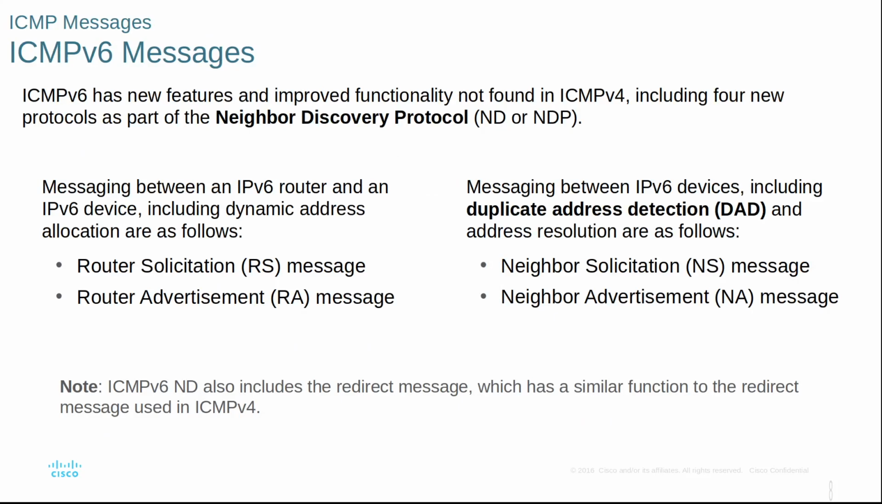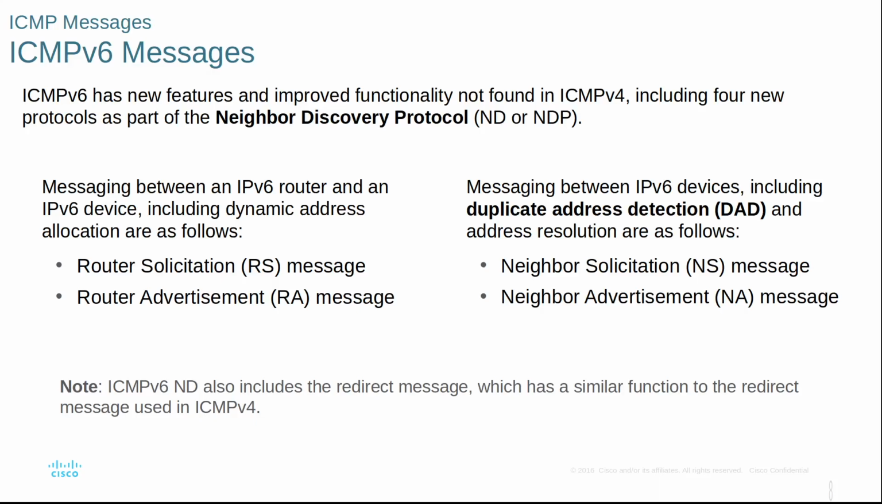Now, ICMP version 6 added a whole bunch of additional functionality that's not in ICMP version 4 at all. These are both part of the Neighbor Discovery Protocol, or ND or NDP. Messaging between routers and devices for using IPv6, for dynamic address allocation, router solicitation messages and router advertisement messages. We looked at these in the previous lecture, right? Those use ICMP version 6.